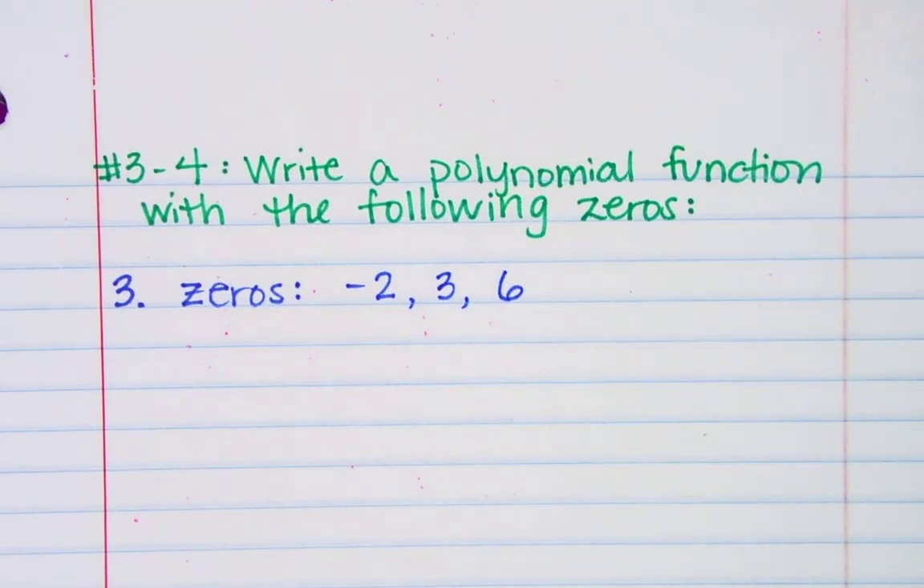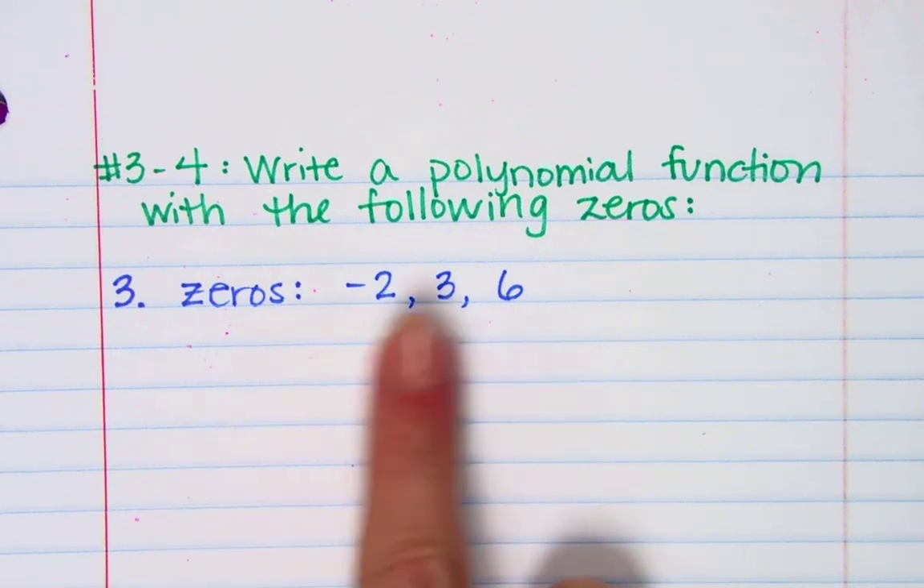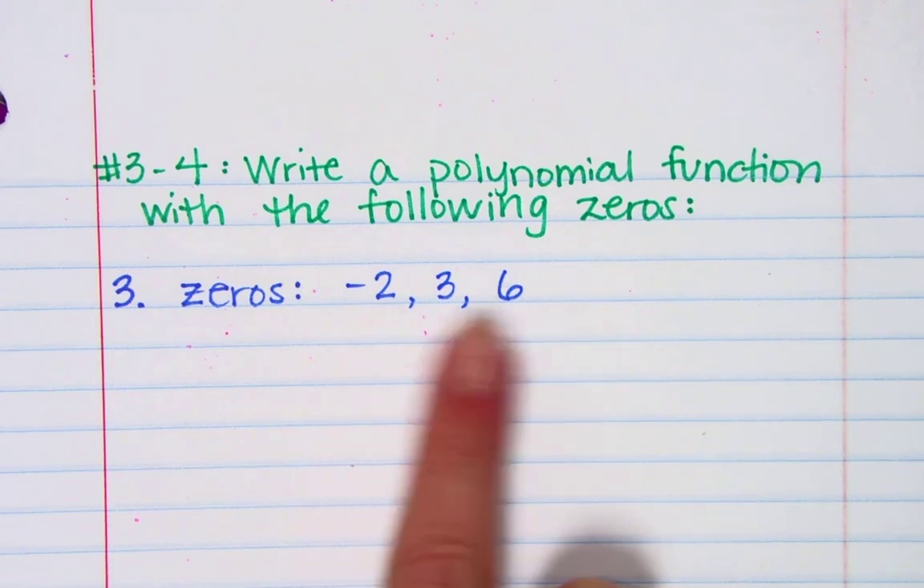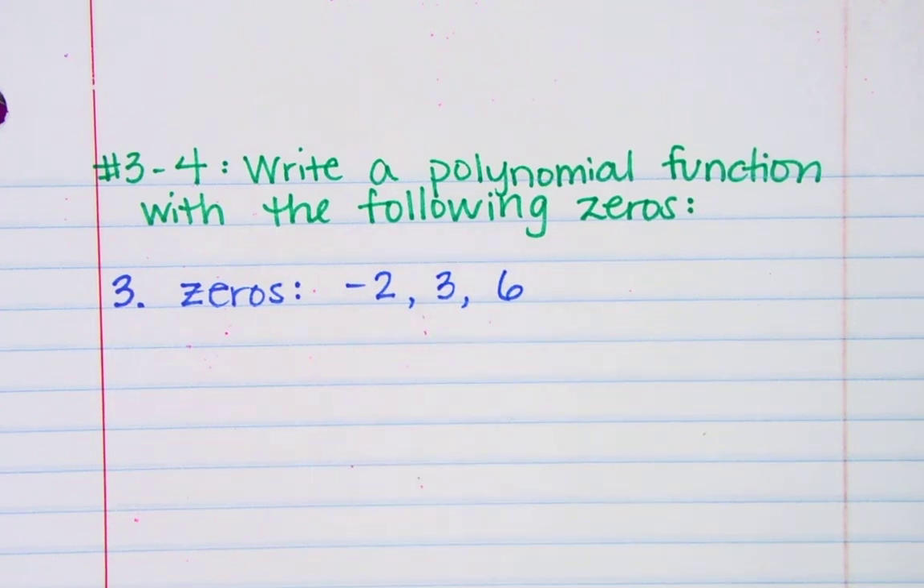Okay, so they want us to write a polynomial function. They basically are giving us the answer, and they want to know, what did you start with? What was the polynomial function that you began with? Because all we found on the whole last thing was what are the zeros. This is saying x equals negative 2, x equals 3, and x equals 6. So they're telling us the answers. So we're going to work it backwards to figure out what is the polynomial we started with.